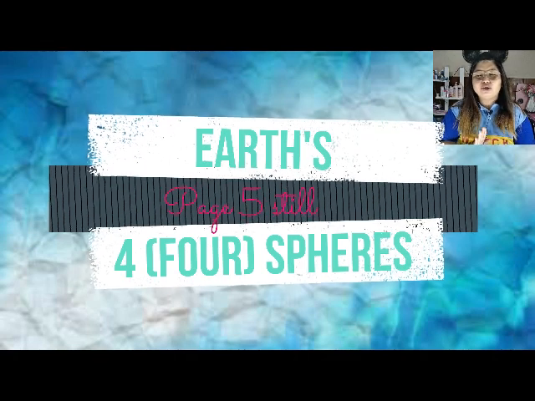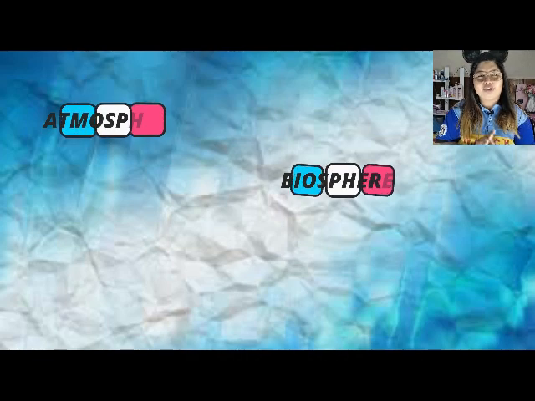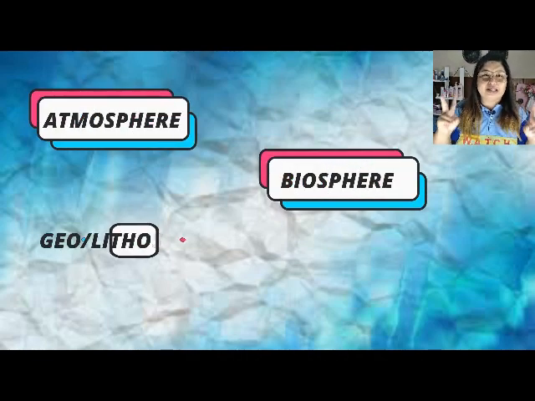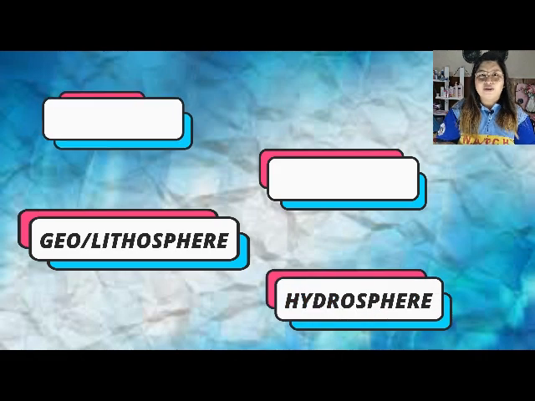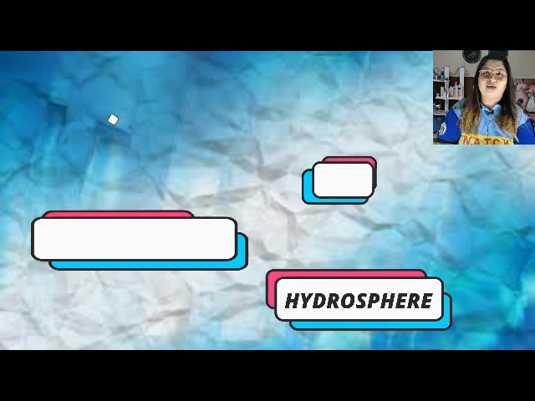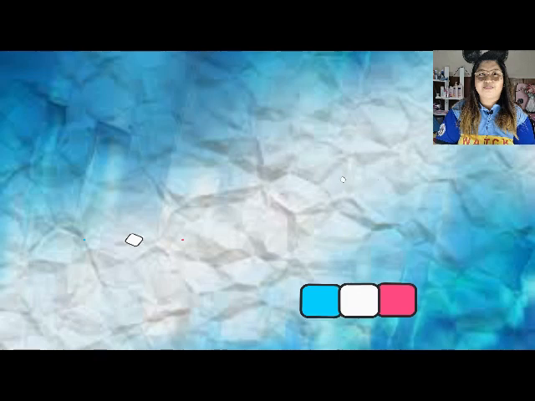sa Earth natin. So we have the number 1, atmosphere. Number 2, we have the biosphere. Number 3, the geosphere, also known as the lithosphere. So huwag kayong malilito whenever a teacher or somebody tells you the lithosphere, it was also pertaining to your geosphere. And then lastly, we have the hydrosphere. So let's have the first one, the atmosphere.